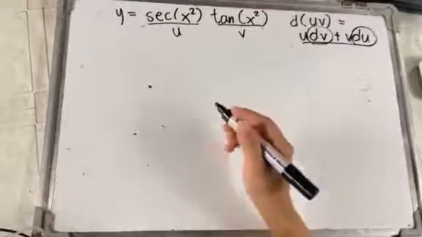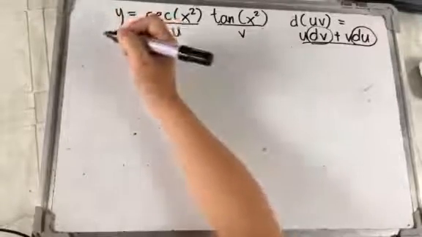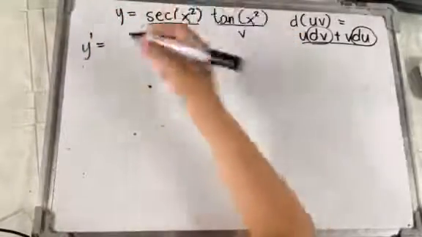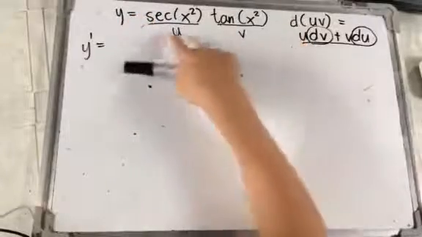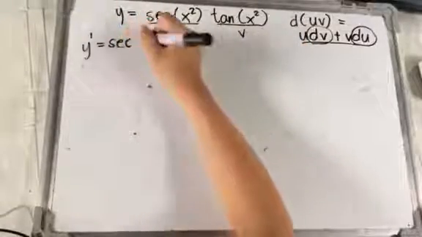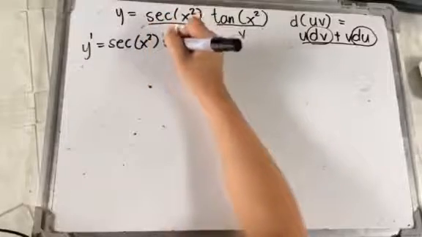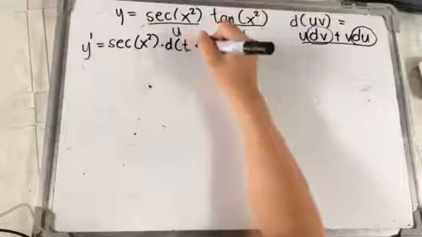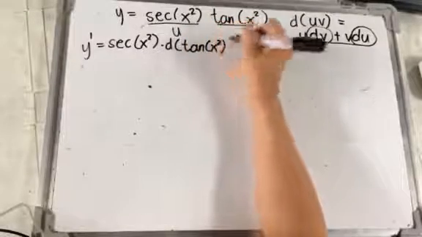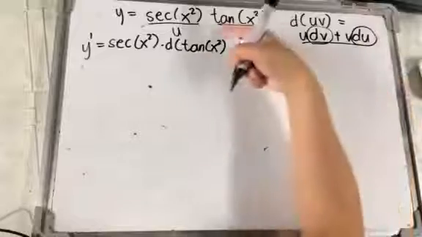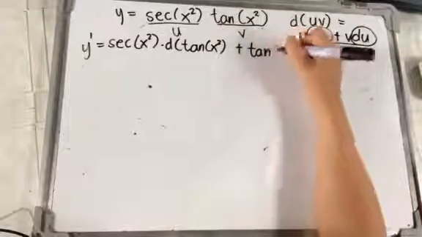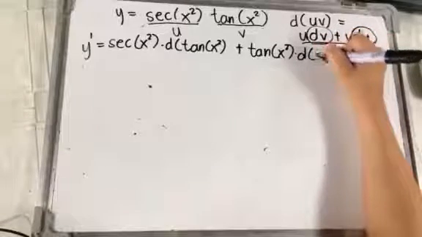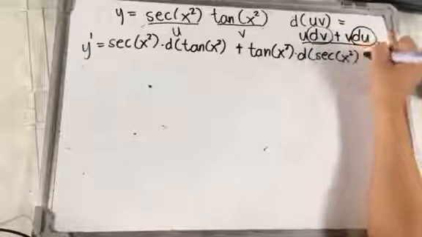So let us set up the given equation for the derivative. We have y prime, that is for the derivative, equal to the value of u. Simply copy the value of u, secant x squared, and then times the derivative of v. So let us copy the value of v, tangent x squared, plus v. Simply copy v, tangent x squared, and then times the derivative of u. So we have secant x squared.